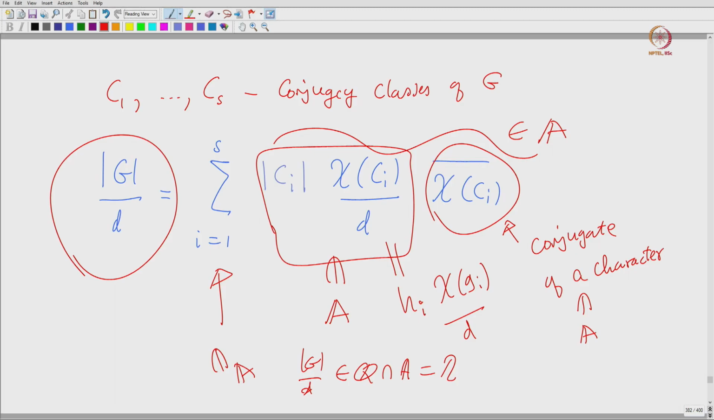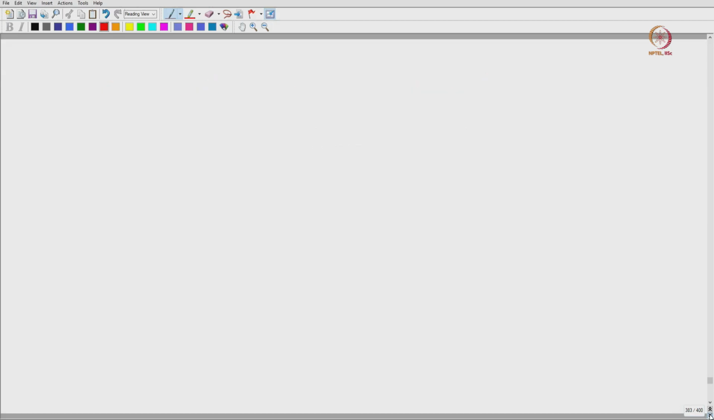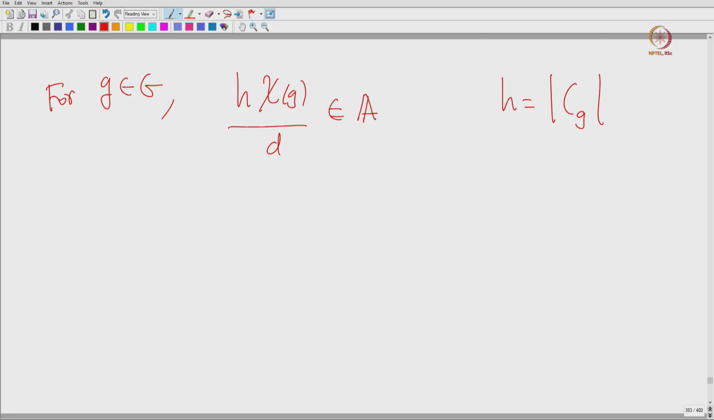So, modulo we need to verify the fact that, given an element g in G, h times chi of g divided by the degree of the representation is indeed an algebraic integer, where h is the cardinality of the conjugacy class that contains g. So, d is the degree of the representation, which is fixed. Okay. So, this is something that we want to prove.